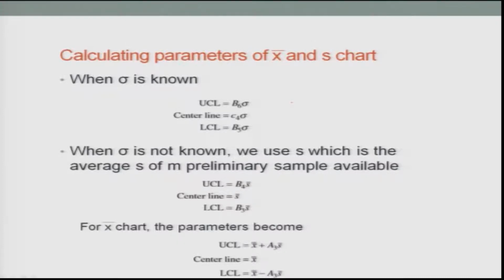So, it is not R. When sigma is known, the upper control and the lower control values would be calculated from the tables depending on the n value. So, the central line is C4 into sigma, and over and above that you will have the upper control and the lower control. The upper control limit would be given by multiplying sigma with B6, and the lower control limit would be given by multiplying sigma with B5. So, these B5, B6 would definitely be dependent on the sample size.